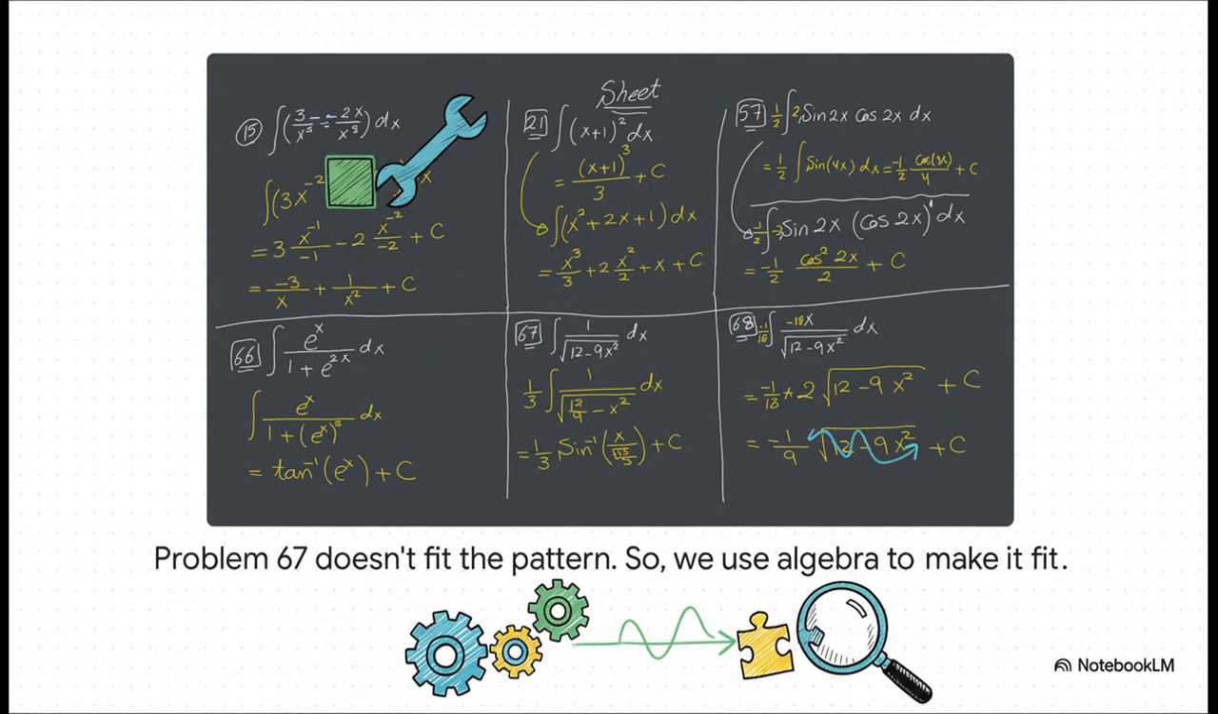But life's not always that easy. What happens when the problem almost fits the pattern, but not quite? Well, that's when you have to get a little clever and make it fit. Take a look at this example. We have the square root of 12 minus 9x squared. That doesn't really look like our pattern. But watch this. If we just factor out a 9 from under that square root, we can do a little algebraic magic and transform the whole thing until it is a perfect match for that inverse sine form. It's a great reminder that sometimes your most powerful tool isn't calculus, it's just good old-fashioned algebra.